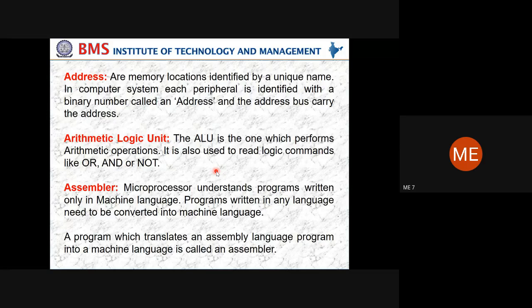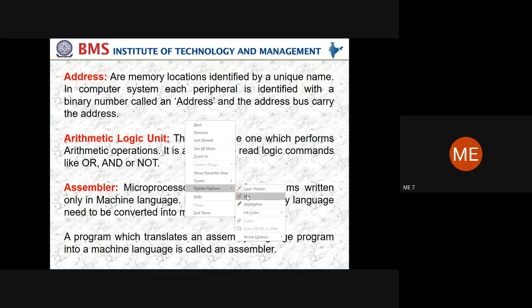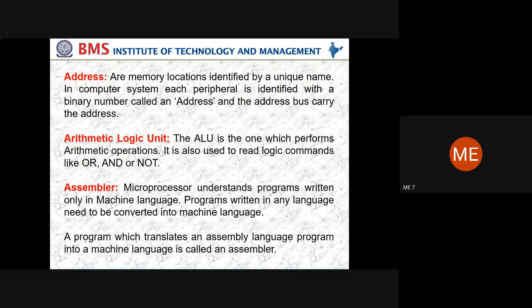We have what is called the address. Address is nothing but a memory location identifier. Simple: address is a memory location identifier. Addresses are the memory locations identified by a unique name. All the peripherals in the computer, in the microprocessor, are going to be identified with a binary number called an address.